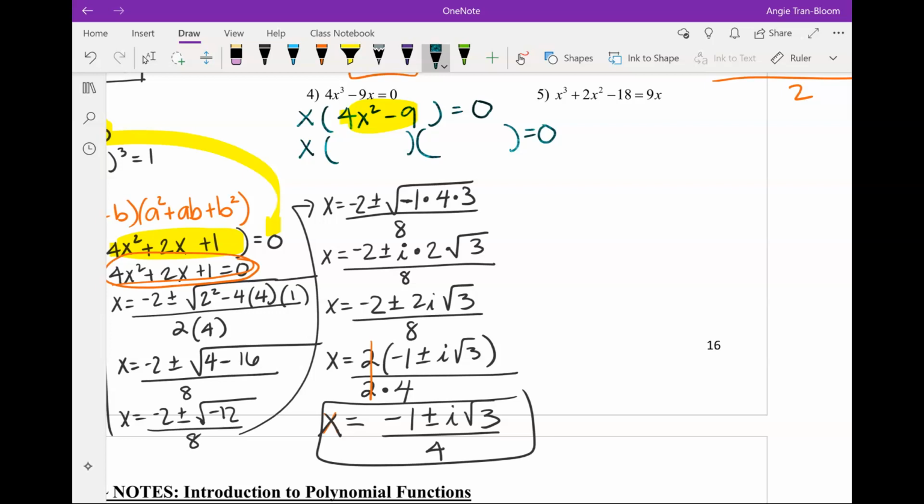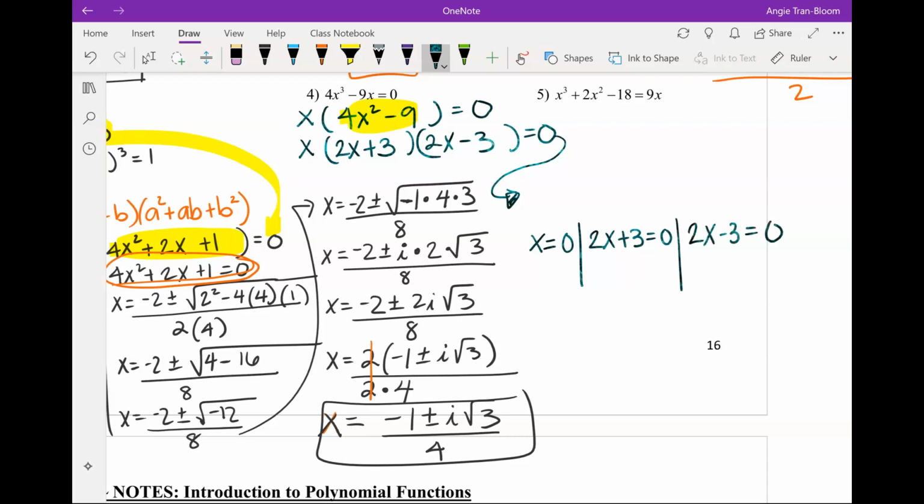Anthony, did you come up with the two factors for the difference of two squares? 2x plus 3 and 2x minus 3. Good job. Okay. Now we can take each factor and set them equal to 0. Take factor x, set equal to 0. Take factor 2x plus 3, set that equal to 0. Take factor 2x minus 3, set that equal to 0.